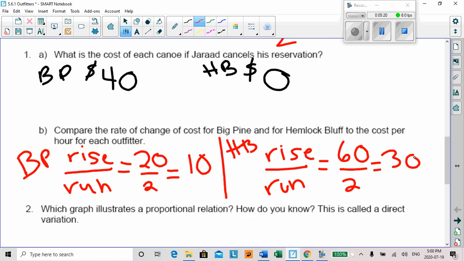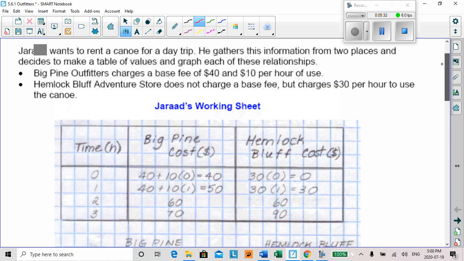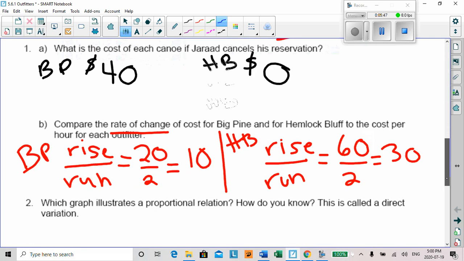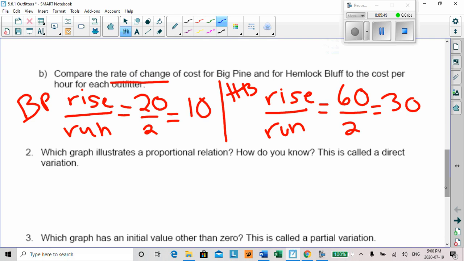All right, so we're comparing the rate of change, that's what we just calculated, with the cost per hour. So if we go back up here, the cost per hour is right here. For this one, the cost per hour was 10, and for Hemlock Bluff, the cost per hour was 30. So the rate of change and the cost per hour are the same. Cost per hour and the rate of change are the same thing.